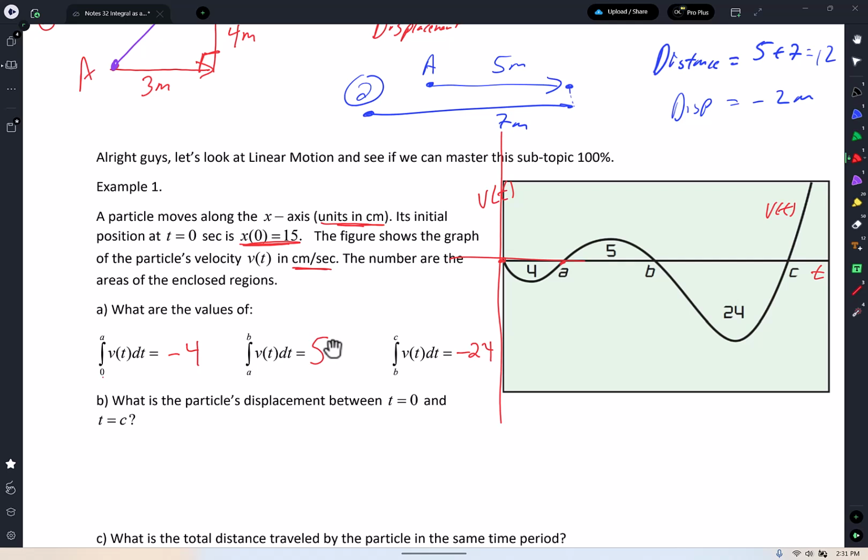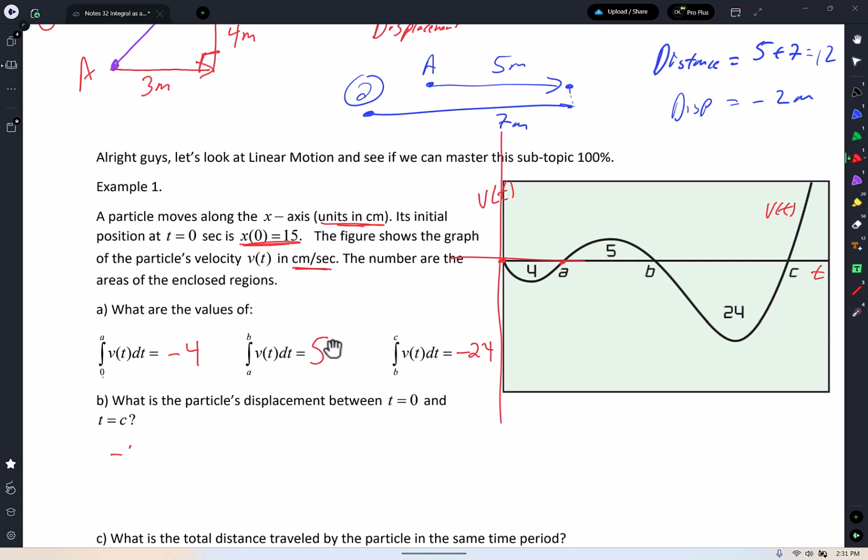All right, letter B. What is the particle's displacement between t equals 0 and t equals 7? Well, for the particle's displacement, look, I go 4 to the left, 5 to the right, 24 to the left.